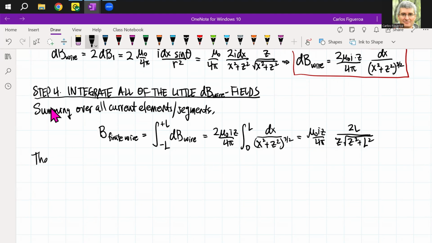That is, when I look at the full field of a finite wire for the coordinate system that we used, we get the value of mu naught over 4 pi, times 2L over z times the square root of z squared plus L squared, in the direction of the negative y direction here.